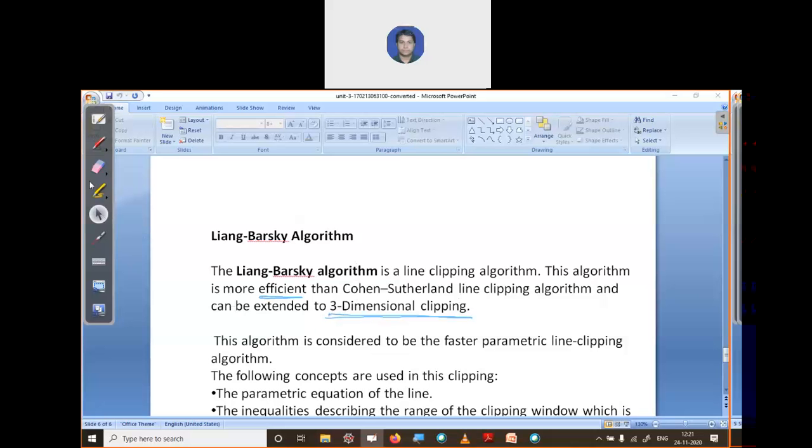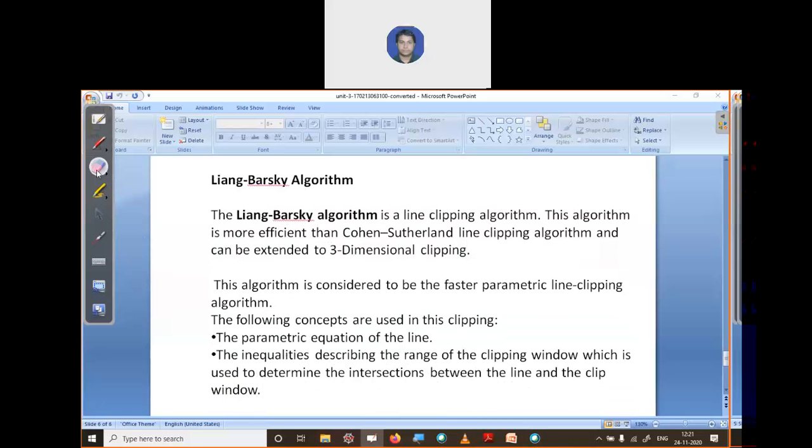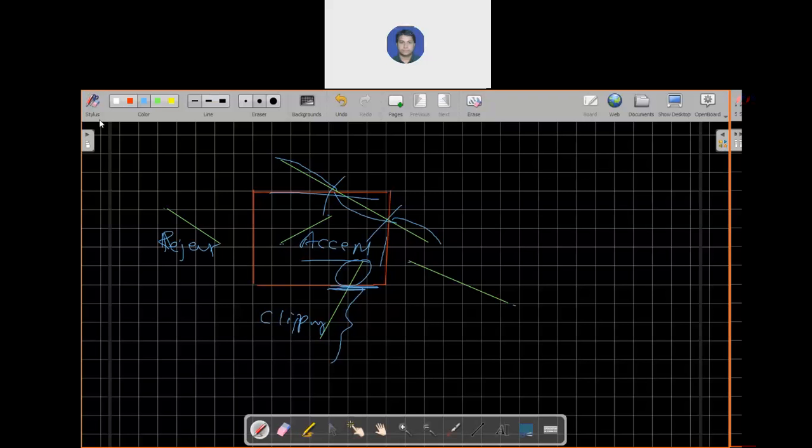So what are the key points about Liang Barsky? First, it is faster, because it takes less time and has less complexity compared to Cohen-Sutherland. This algorithm is considered faster, and it uses parametric line clipping. The first point is that it uses the parametric equation of a line, and the second is the inequalities that describe the range of the clipping window, which are used to determine the intersection between the line and the clip window. So see the whole algorithm.